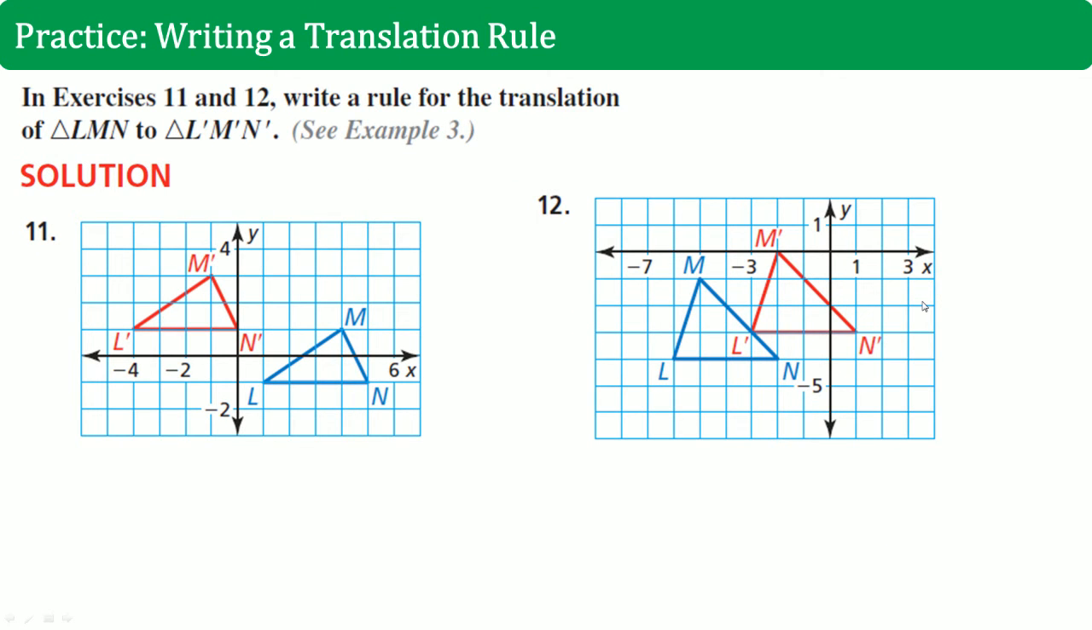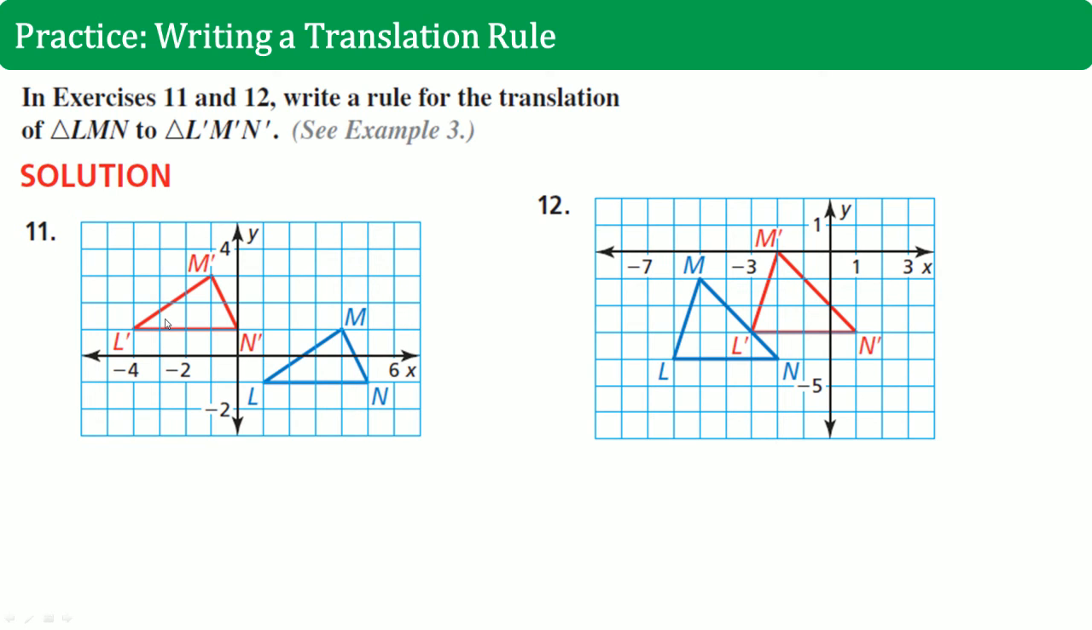Next, practice. You're going to write a translation rule for number 11 and number 12. Please remember it goes from the preimage, which is blue, to the prime image, which is red. Pause the video and give this a try.